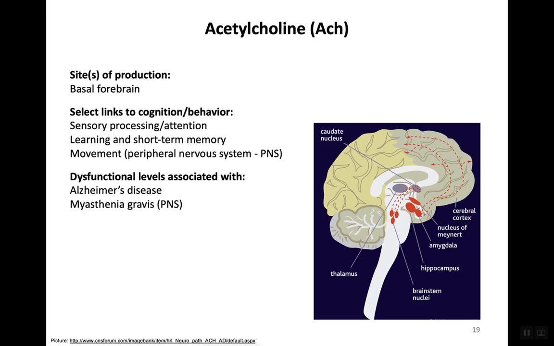Okay, one last neurotransmitter that we will quickly go over is acetylcholine. We know that it is synthesized within the basal forebrain, and that it impacts a variety of cortical areas, especially within the frontal lobe and the hippocampus. But not only, it also impacts activity within the occipital cortex, which is not clearly shown here in the picture. As a result, it has select links to cognition and behavior.